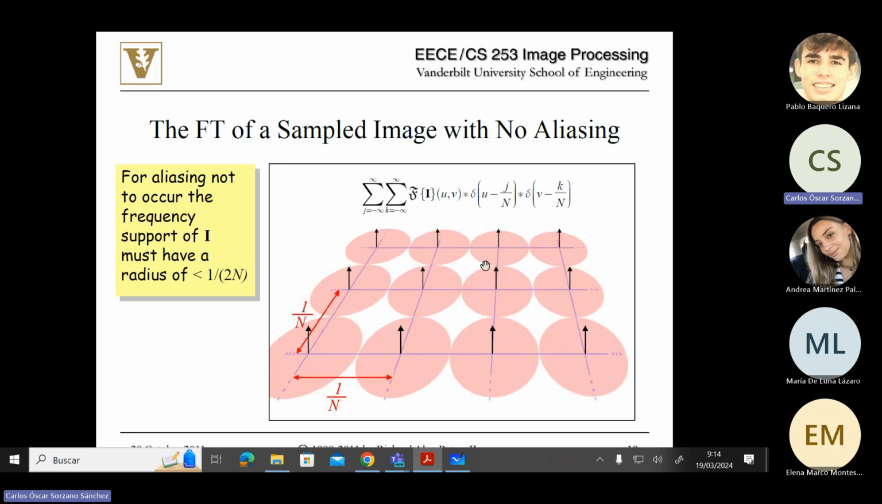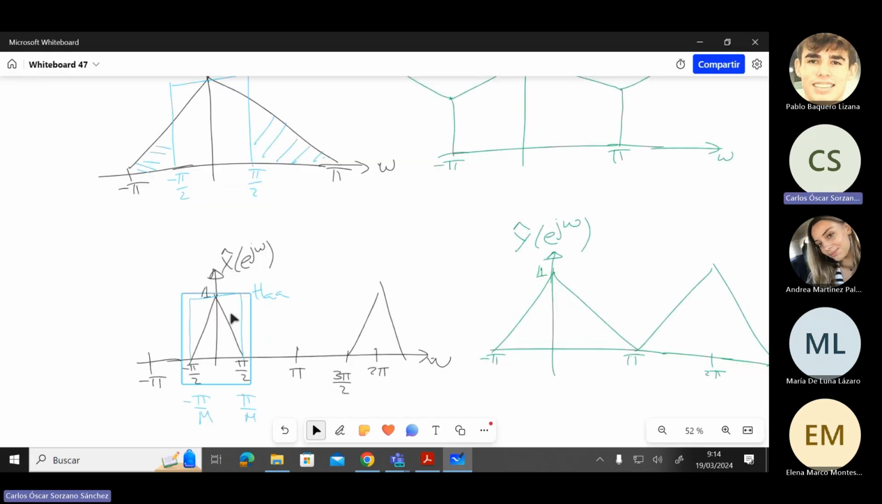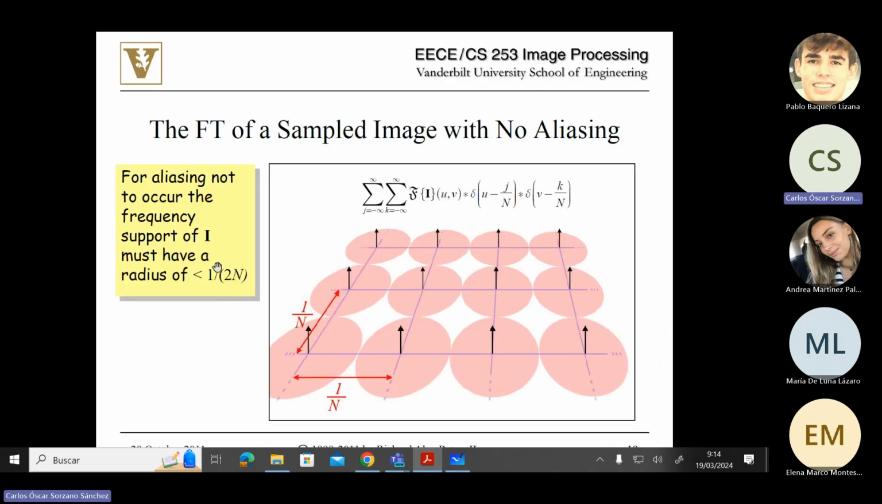Okay, so here you have an example where there is no aliasing. After the expansion, you see that the spectra do not overlap. For that, you need this condition: the spectrum has to be smaller than pi over n. It depends on your definition of the axis, so this will be pi over n, or 1 over n.